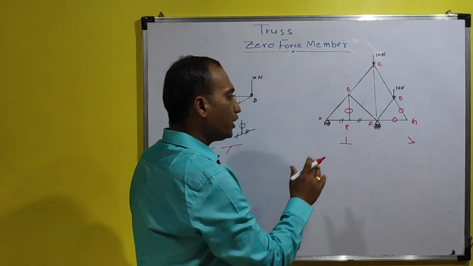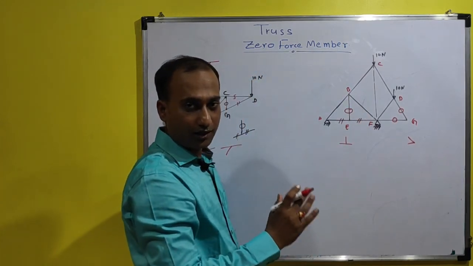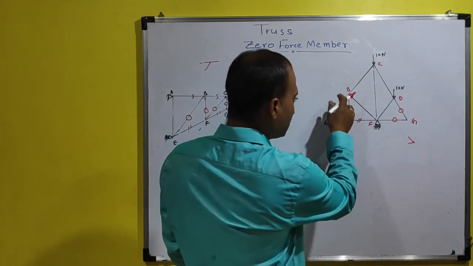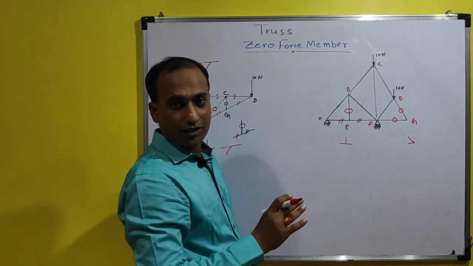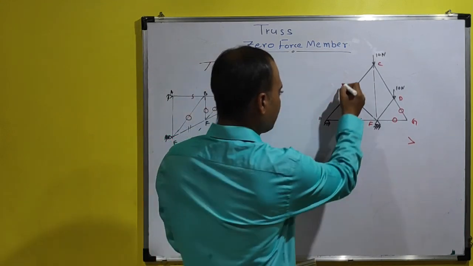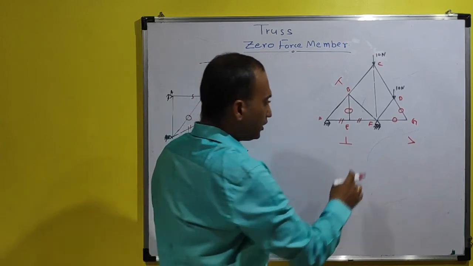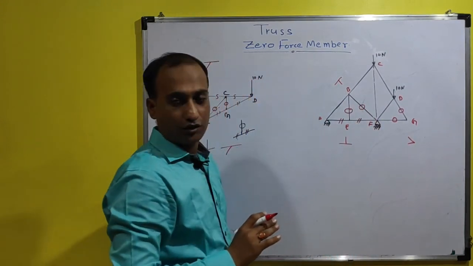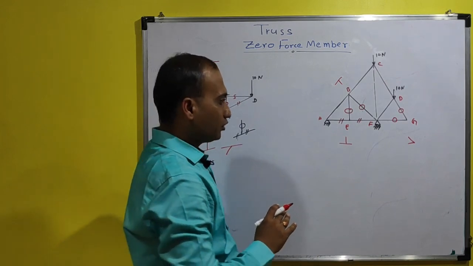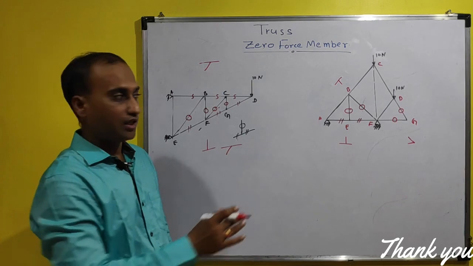After this, we have to assume that this BE member is also not in the system. Then what do we see? AB, BC and BF also form a T joint like this, and then this BF also has zero force. So this is how we have found out the zero force members in this system.